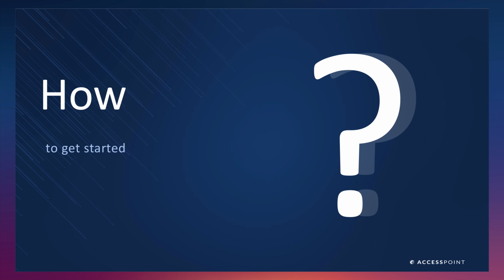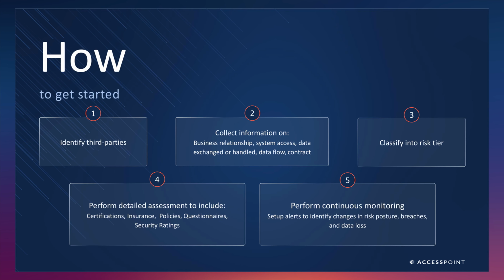So how do we want to get started with that? Some of these things I did mention earlier, but number one is definitely identify the third parties. Number two, you want to collect information on the business relationship, the system access, the type of data exchange, type of data handled, how the data flows between the two companies, and also information like what's in the contract.